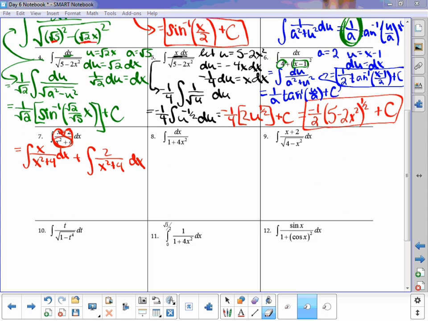Okay. So if I take a look at this now, on my left side, is that going to be inverse sine, inverse tangent, or u sub? Talk about it with your shoulder partner.